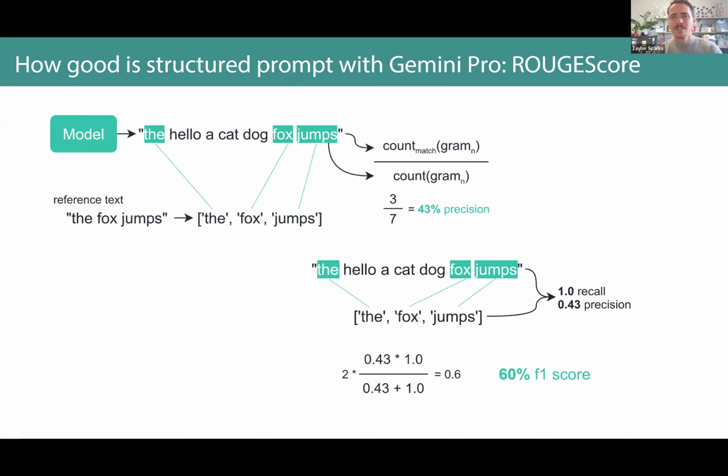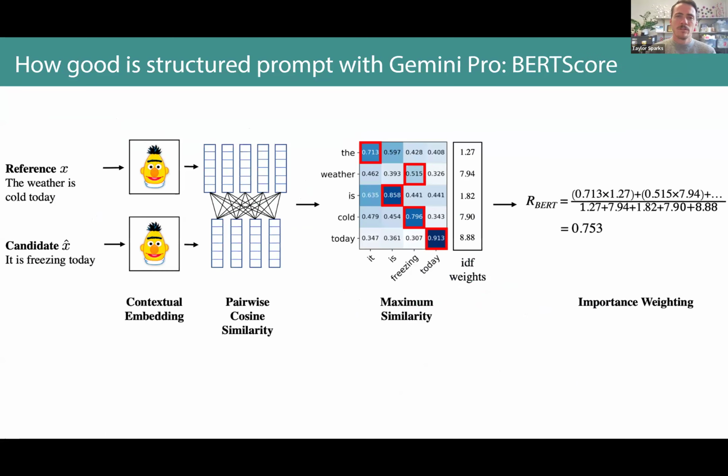Rouge score is okay, but it's not great because what if they used words that were sort of similar? It should get partial credit, right? For example, if the reference was "the weather is cold today," and the output was "it is freezing today." Well, freezing and cold are kind of similar. It's not the same word, but there's a contextual understanding there that it's similar. So to capture this context, really you should be using something like BERT encodings. BERT score is a commonly used way of scoring these things because it captures not only context, but order. Are they in the correct order? It's capturing that. So this is a better metric to use.